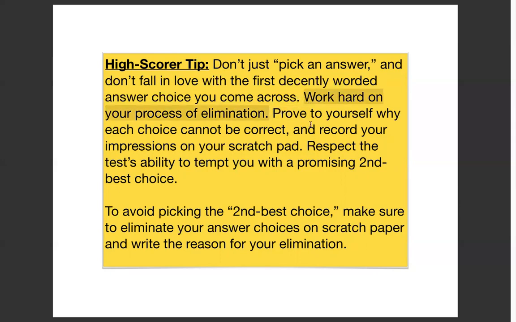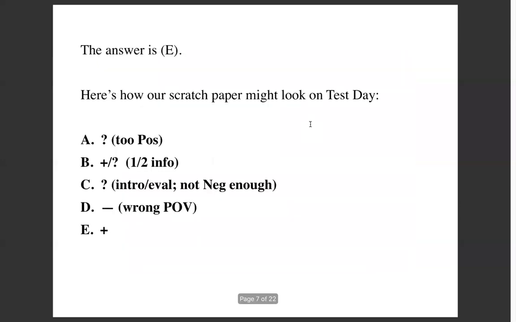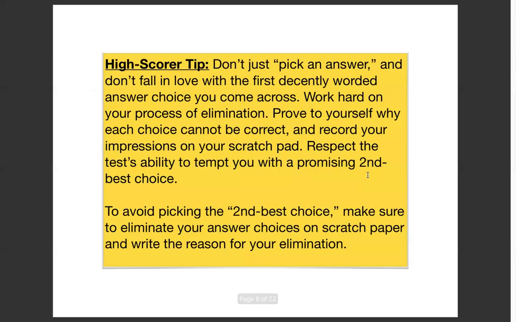That's why, going back to that last slide, if you're not doing at least some work on your scratch paper when you deal with the questions, you are not doing enough strategy in reading comp. So prove to yourself why each answer choice cannot be correct, and record your impressions on your scratch pad.